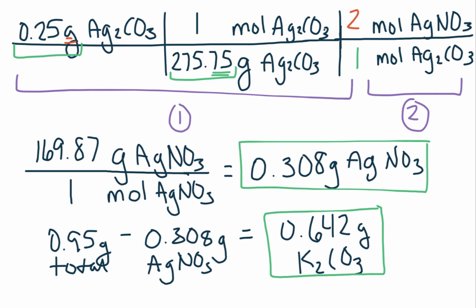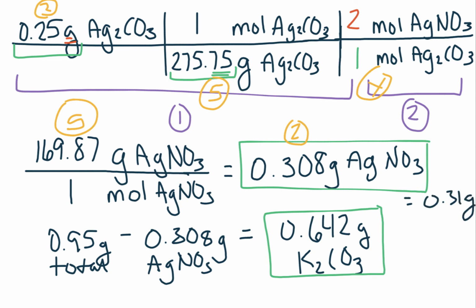The second question is sig figs. Whenever you're looking for sig figs, you look wherever you started. So this has 2 sig figs, this one has 5, this one is exact, and this one has 5. So that means our answer should have 2 sig figs. We can actually round this to 0.31 grams of silver nitrate.